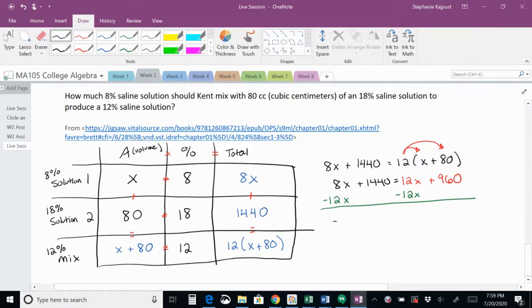So 8 minus 12 is negative 4. So I have a negative 4x plus 1440 equals 960. So now I need to get the 1440 to the other side. So that's positive, so we're going to subtract. We're going to subtract 1440. So that gives me a negative 4x equals, pull out my calculator, 960 minus 1440, I got negative 480.